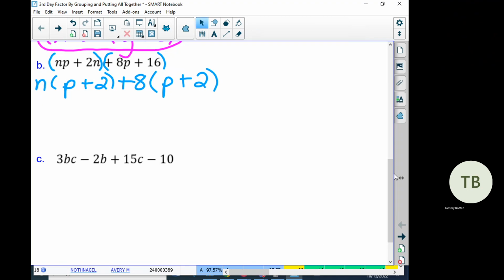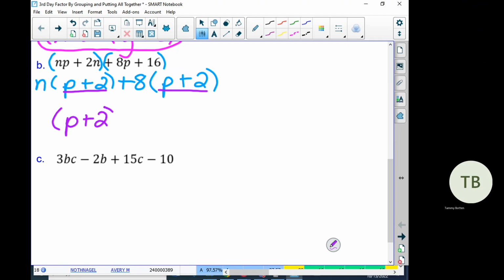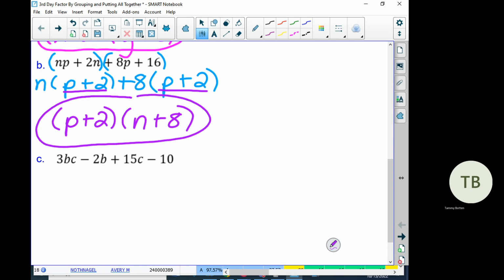And then as long as these two are the same, which they are, I write that one down first. And then what is left in front, which is the n and the plus 8, goes in the other one. Now, if you wrote these two in opposite order, that is absolutely fine. So don't worry about that if you have them. Okay? That is your answer. And if you FOIL this out, you'd get those 4 terms.